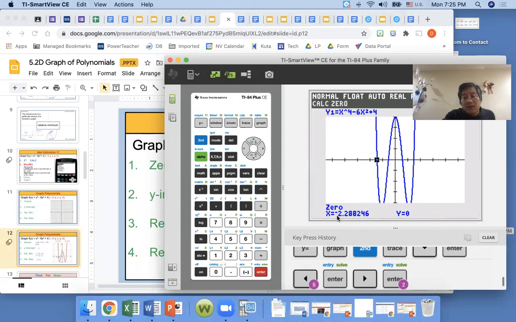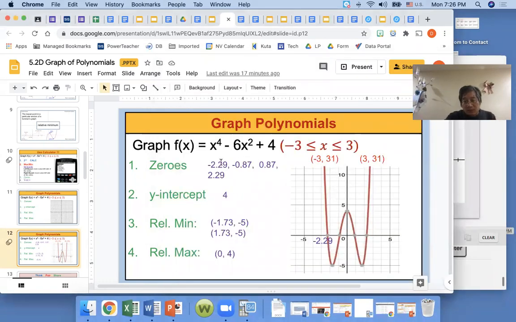So what is the x value? -2.288, which is -2.29, right? So if you repeat this step, same thing over and over again. For this one, left bound, right bound. Left bound here, right bound here. For this one, left bound, right bound. This one, left bound, right bound. If you do it like this 4 times, you'll get all these 4 zeros.